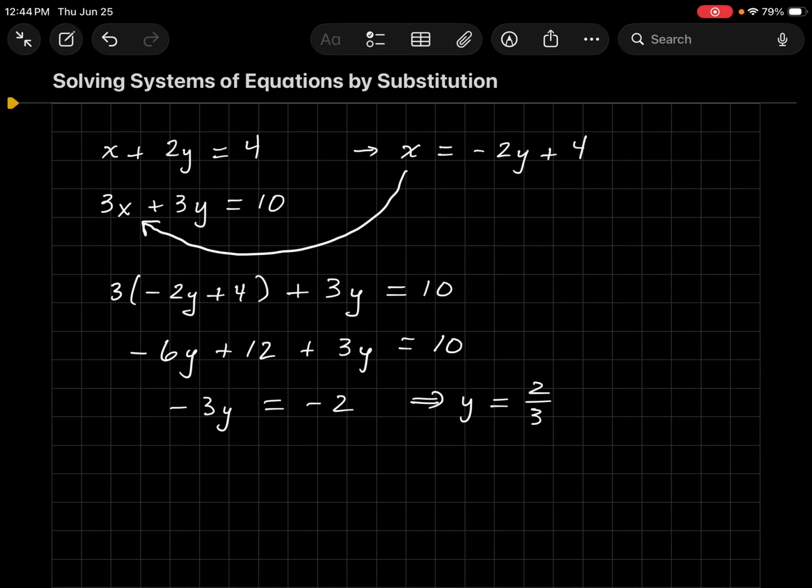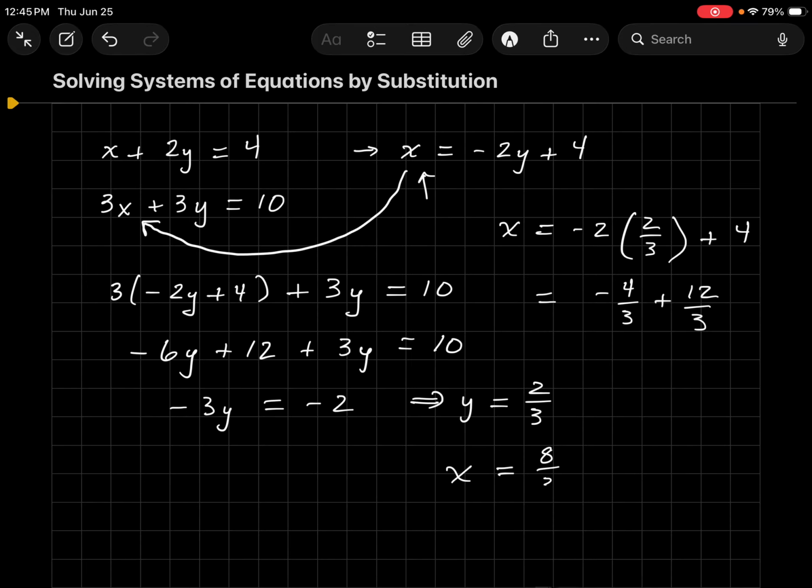And once I know the value of y, I can go back and substitute into any of the equations to solve for x. Since I already have x alone right here, I'll just substitute my y in there. So I have x equals negative 2, but instead of y, I'm going to put 2/3. Notice that I put it inside parentheses, out of habit, plus 4. And then I could simplify this. x equals negative 4/3 plus 4, but 4 is 12/3. And then I'll put the answer down here. x equals 8/3.